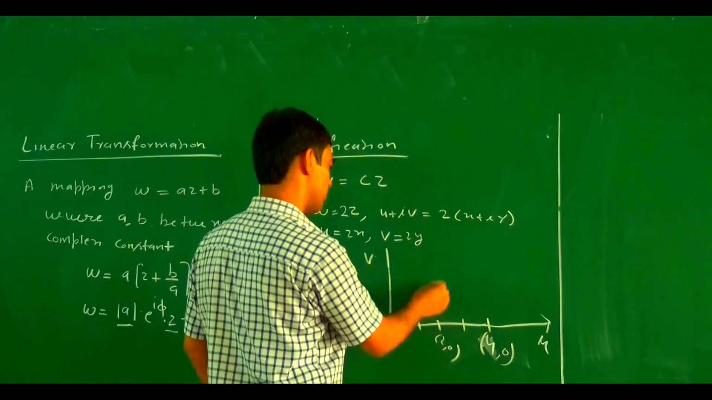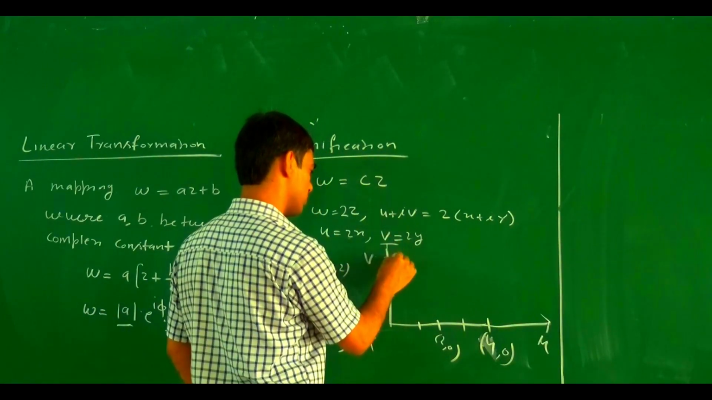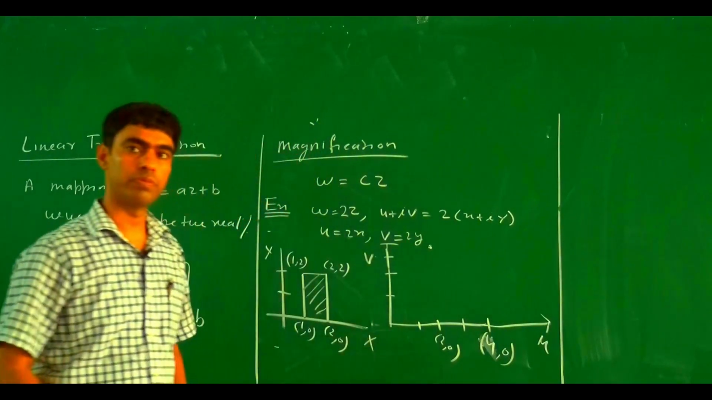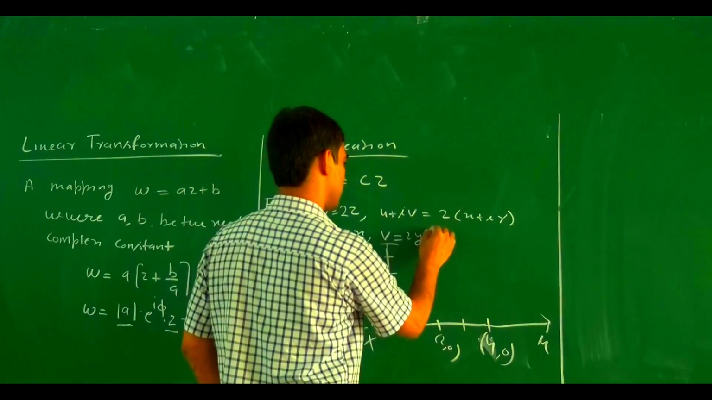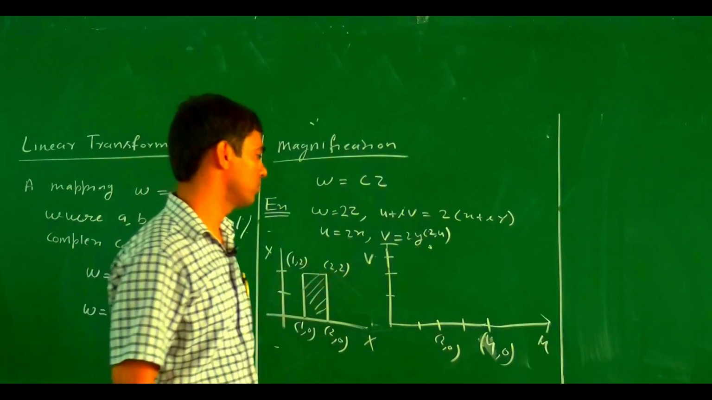This one is 1, this one is 2, this one is 3, this one is 4. This is the point 4. So 2 4. And the last point, what is it? 2 2, then this becomes 4 4.